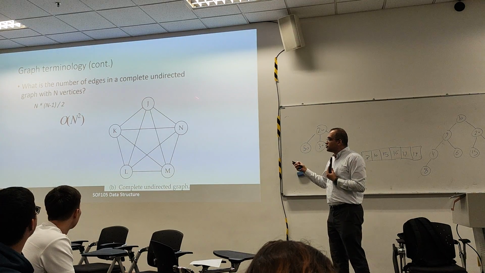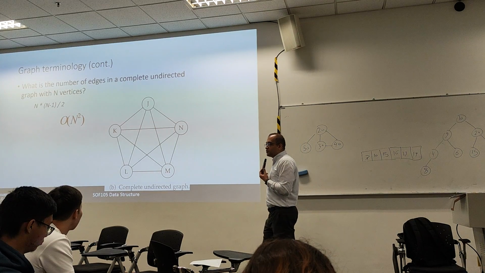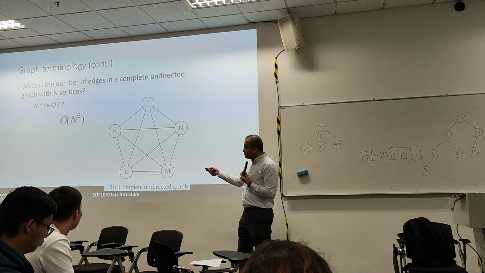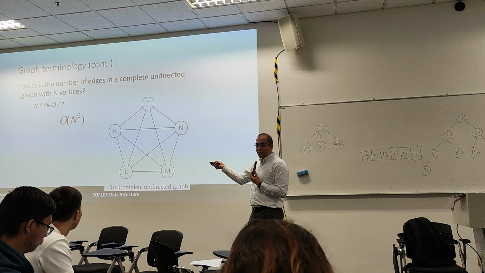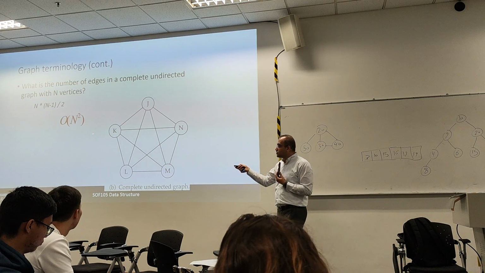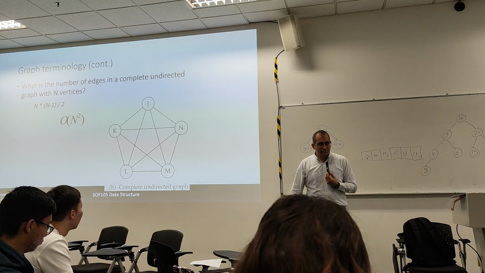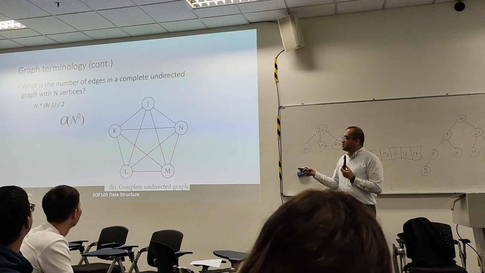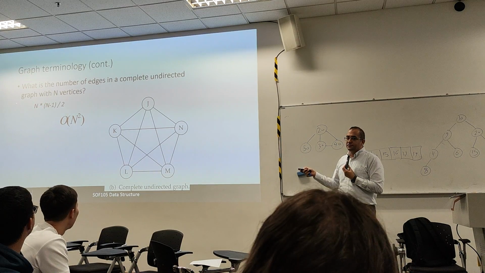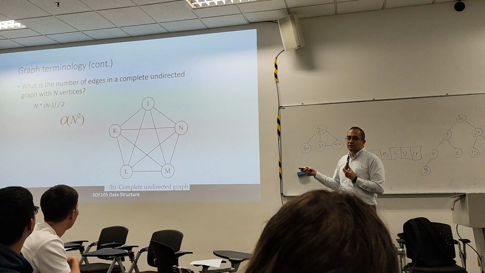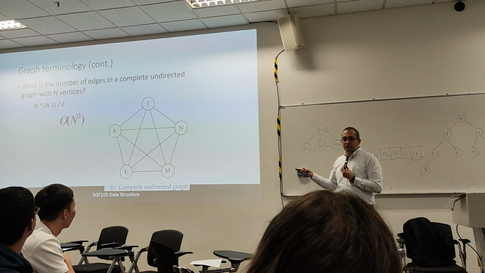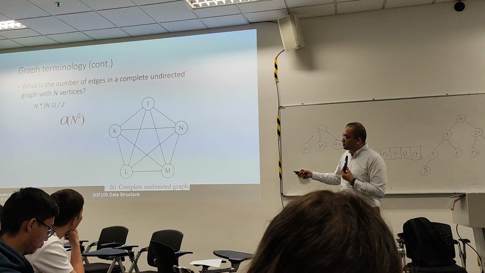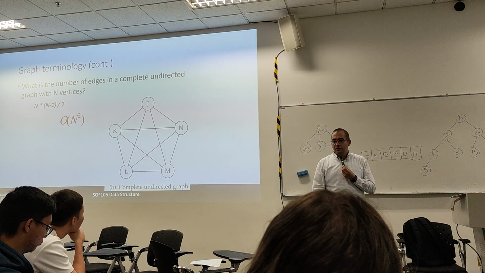So what is the total number of edges in a complete undirected graph? N into N minus 1, divided by 2. I want to trick you. What's the total? 6. Good. Equation here: what's the number of vertices? 5. 5 multiplied by 4 is 20. Divide by 2, 10. This is the total number of edges.